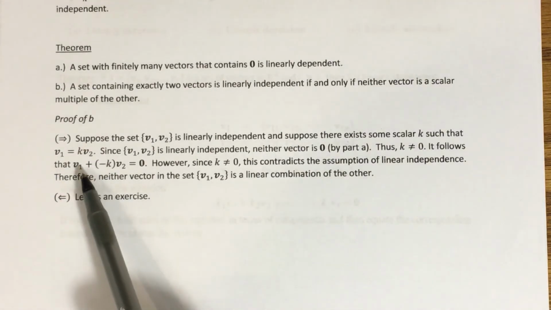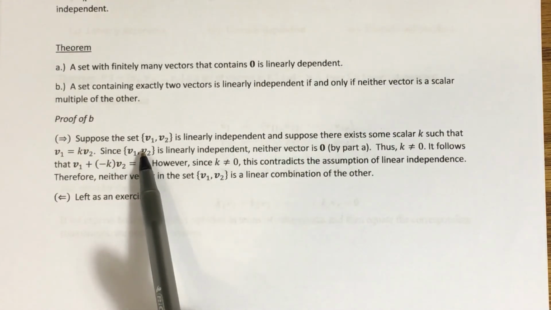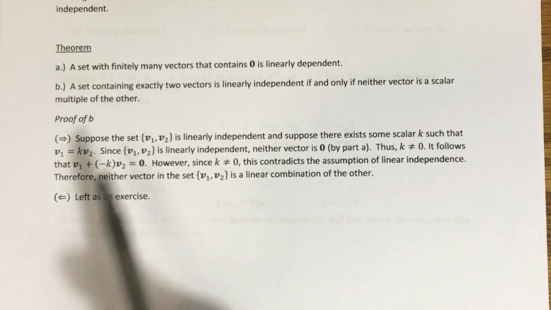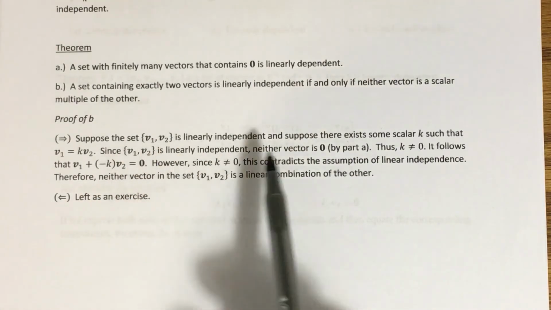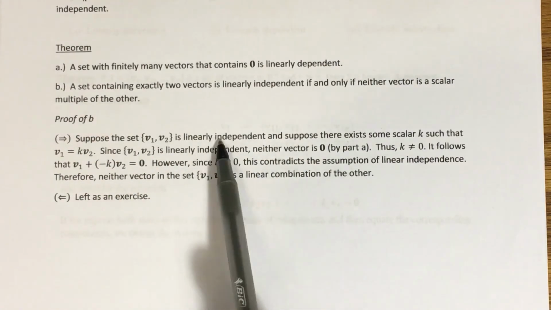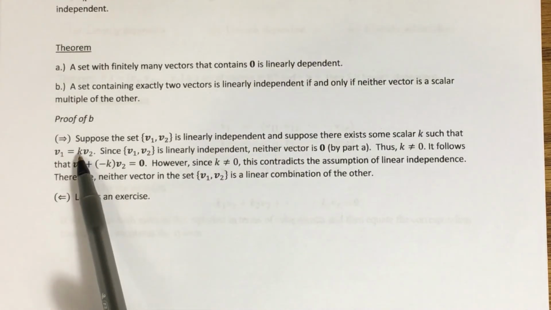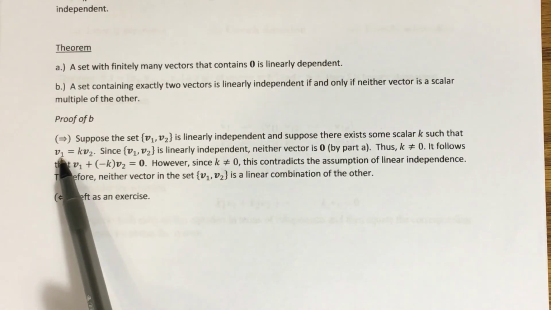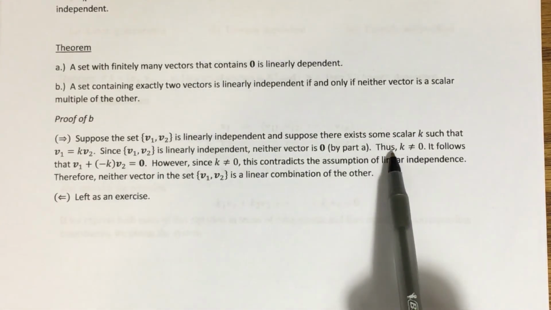Okay. Now, first of all, neither of these vectors can be the zero vector, because by part A, if either one of them were the zero vector, then the set would have been linearly dependent, which is different from what we assumed here. So neither of these are 0. And notice that also implies that our scalar k can't be 0 either. Because if it were, then v1 would equal 0. So this has to be some non-zero scalar. So that's what we're saying here.